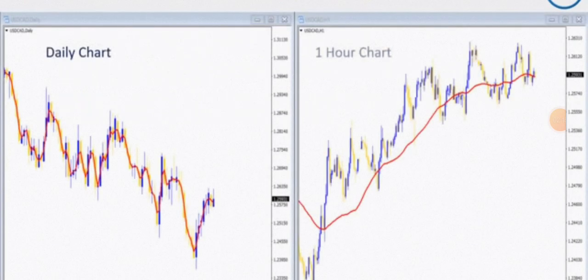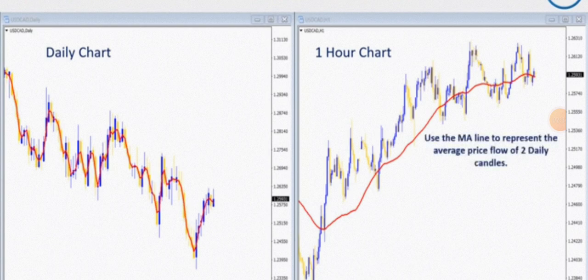In this example, I have 2 charts side by side. USD CAD is what we took the data from. You'll see on the left side, we have the daily chart. On the right side, we have a 1-hour chart. So what was I talking about when I say calibrate your moving average to represent the higher time frame? Well, this is what I mean. You want to use a moving average line to represent the average price flow of 2 daily candles or 2 candles of whatever your higher time frame chart is.